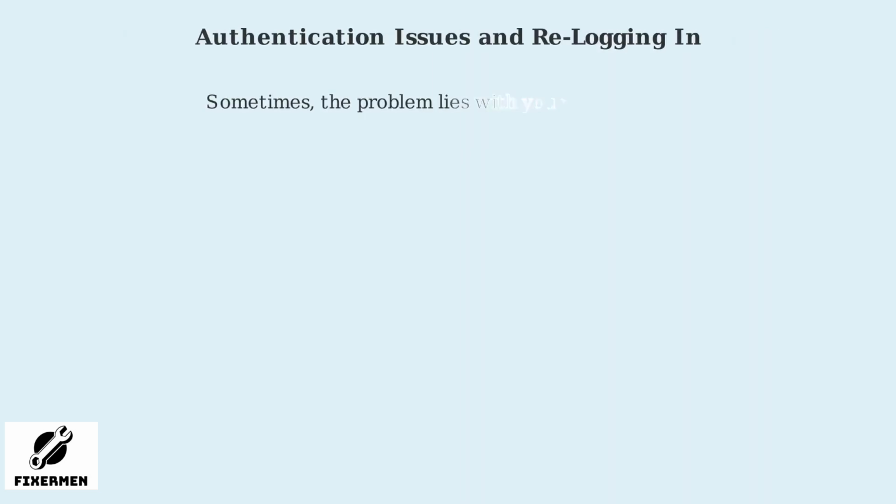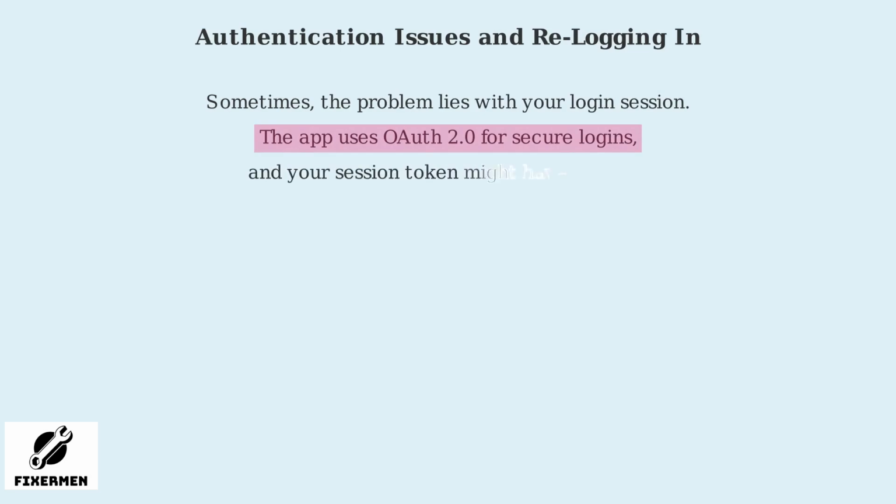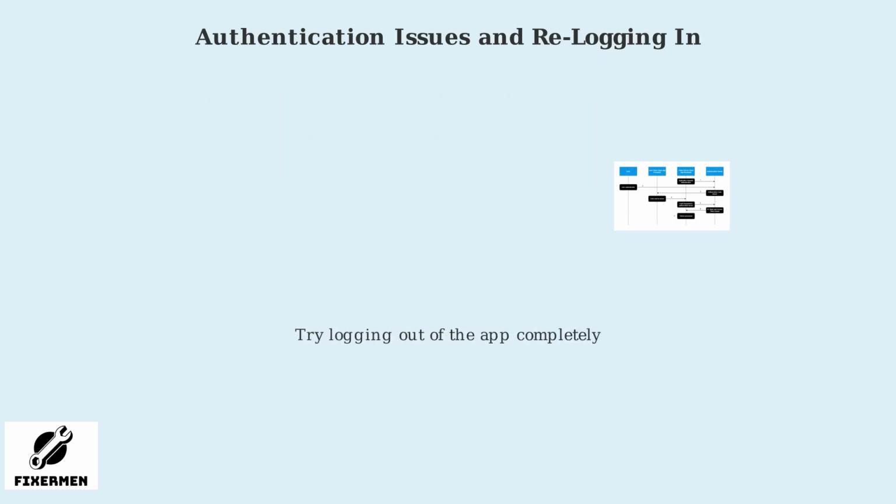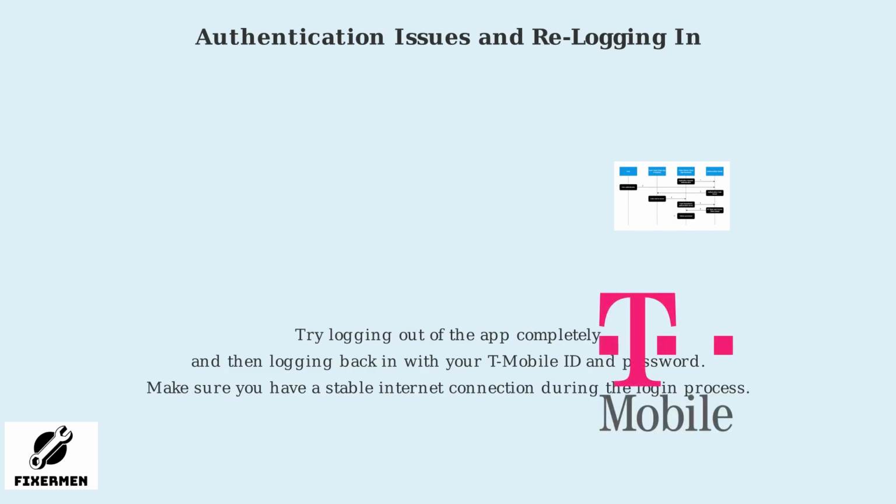Sometimes the problem lies with your login session. The app uses OAuth 2.0 for secure logins, and your session token might have expired. Try logging out of the app completely, and then logging back in with your T-Mobile ID and password. Make sure you have a stable internet connection during the login process. If you've recently changed your password, ensure you're using the updated credentials.